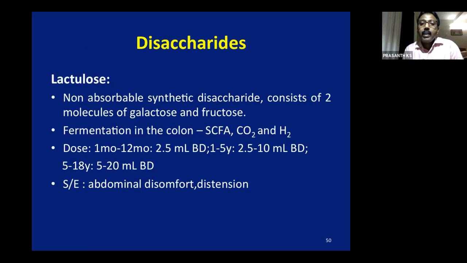Then moving to the other osmotic laxatives available in the market, the common one is lactulose. It is also a non-absorbable synthetic disaccharide, comprising two molecules, galactose and fructose. How does it act? It undergoes fermentation in the colon, liberating short chain fatty acids, carbon dioxide, and hydrogen. The dose is roughly 1 ml per kg, and you can go up to 2 ml per kg, always given as a BD dosage. The side effects of lactulose are abdominal discomfort and distension.